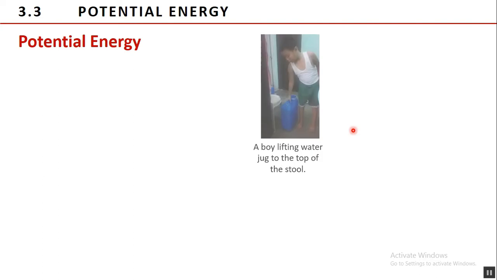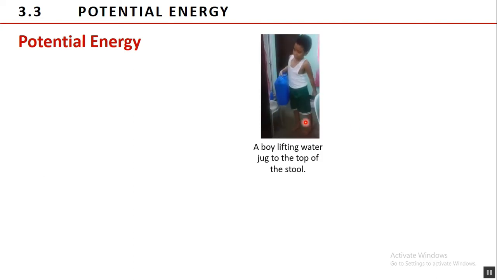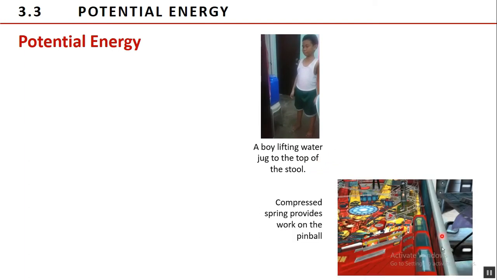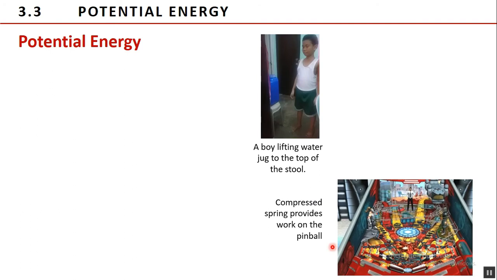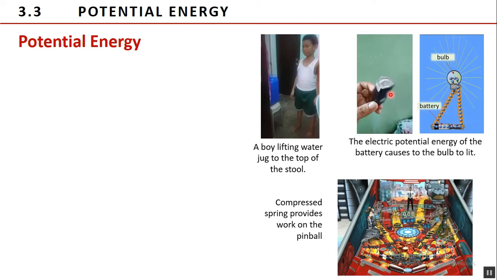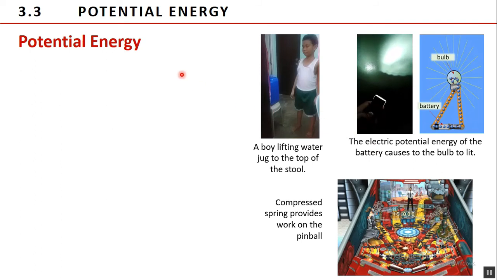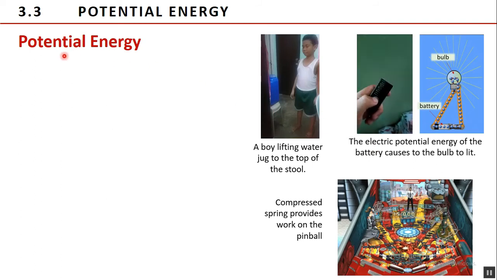Every time we lift an object to a certain height, we are actually storing some energy in it. Pulling the spring on a pinball game gives the spring the energy needed for the ball to gain speed once hit by the spring. To light up a flashlight, the stored energy from a battery is converted into electrical energy. These forms of stored energy are called potential energies.